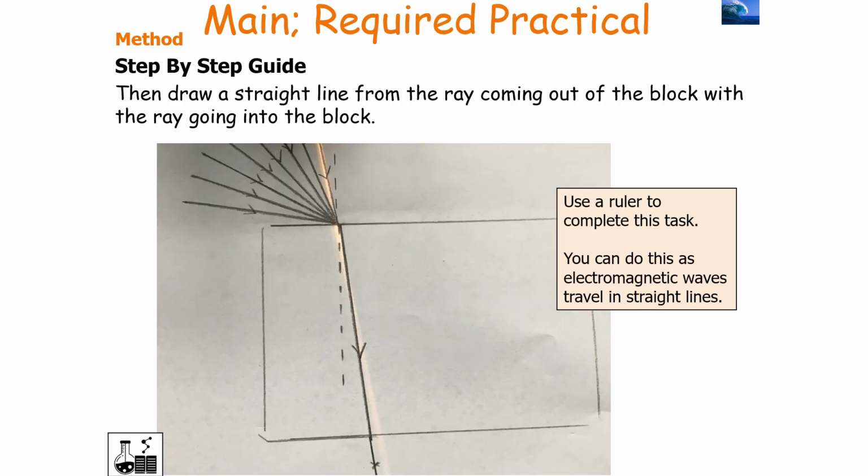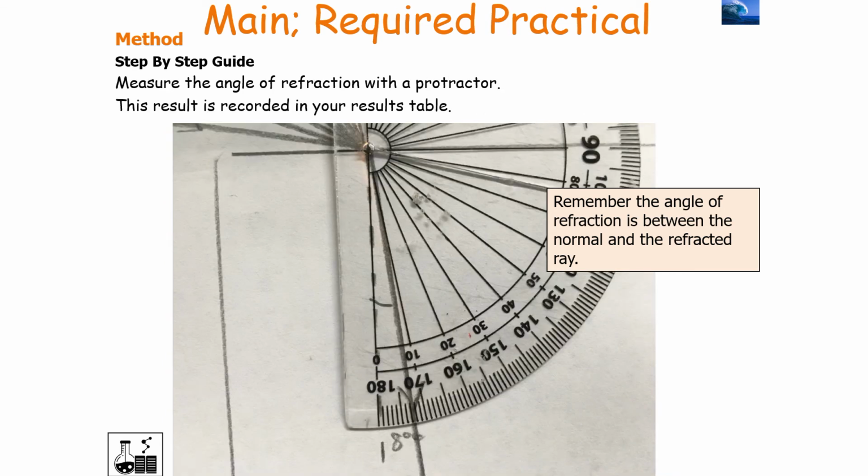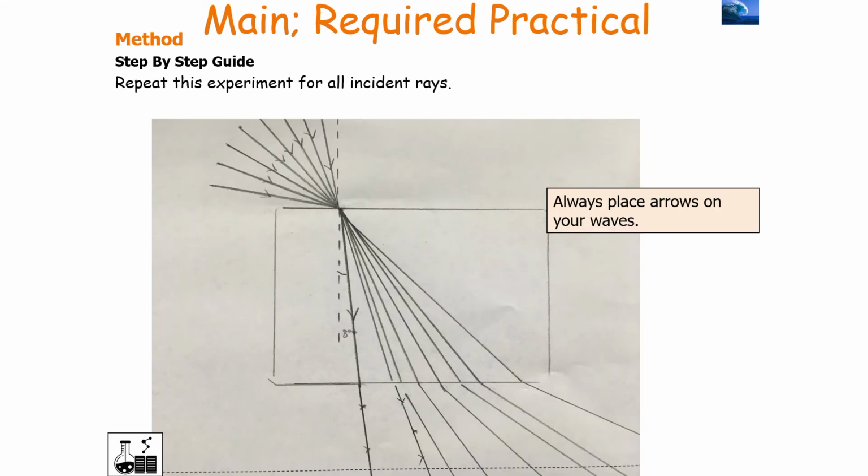So at this point we then draw a straight line from the ray coming out of the block with the ray going into the block, like that. And remember, the angle of refraction is between the normal and the refracted ray, as shown on the diagram. You would then use a protractor to measure the angle of refraction, and then you can do this for all the incident rays: 10 degrees, 20, 30, 40, 50, 60, 70, 80, and always place arrows on your waves to indicate the direction in which the waves have travelled in this investigation.